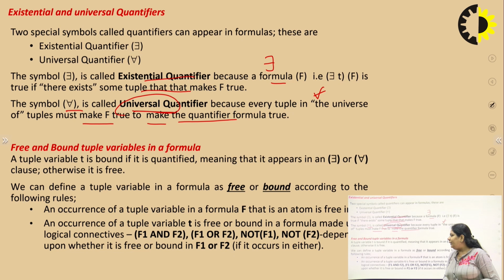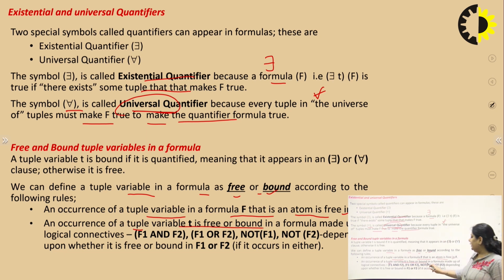Now, what are the free tuples and the bound tuple variables in a formula? We can define a tuple variable in a formula as free or bound according to the rules. An occurrence of a tuple variable in the formula F, that is an atom, is free in F. And it is free or bound in a formula made up of logical connectives, F1 or F2 or not, depending upon whether it is free or bound in F1 and F2, if it occurs.